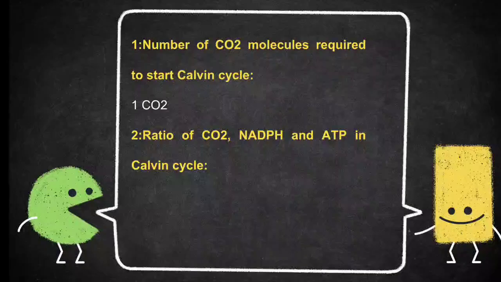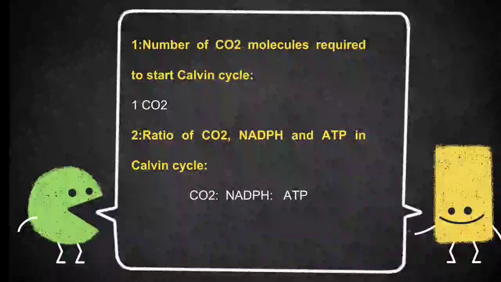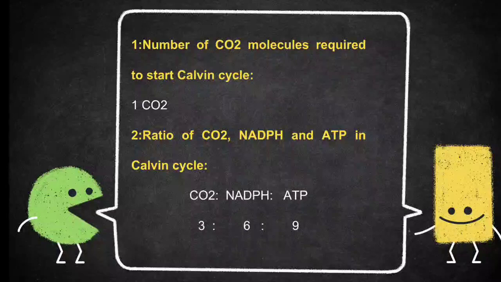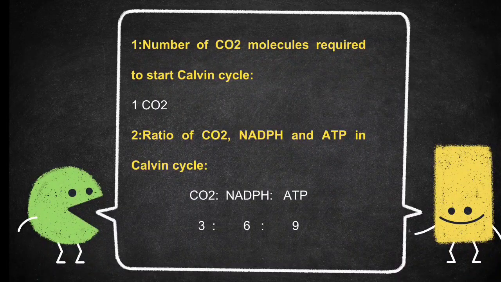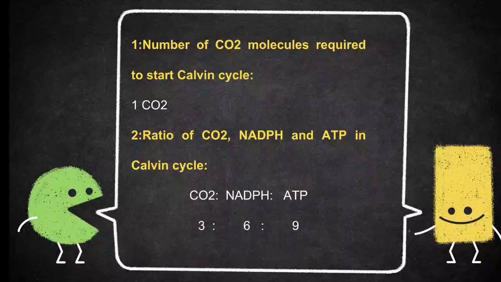Okay. The next point is, what is the ratio of carbon dioxide, NADPH and ATP in a Calvin cycle? So we saw in the Calvin cycle that we use 3 carbon dioxide, 6 NADPH and 9 ATP. I hope that you all remember this topic. So this was the ratio used in the Calvin cycle for triose. So this is for a 3 carbon carbohydrate. We are talking about 1 Calvin cycle. 1 Calvin cycle means 1 carbon dioxide.